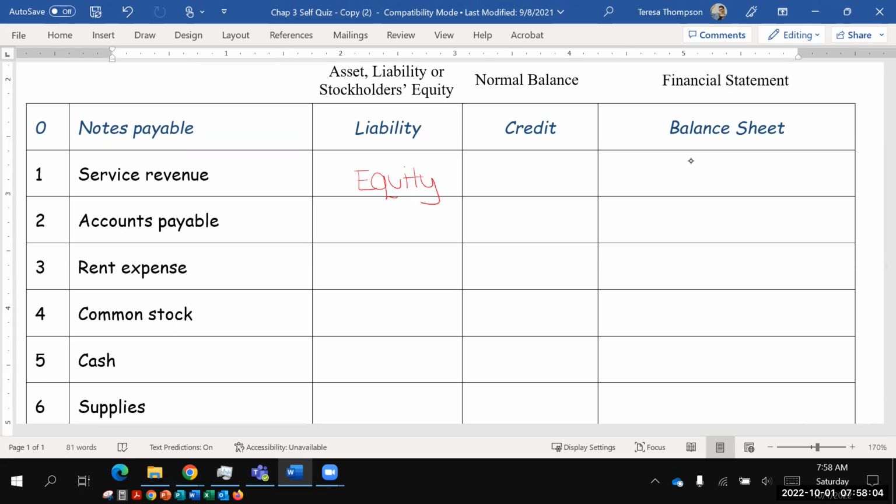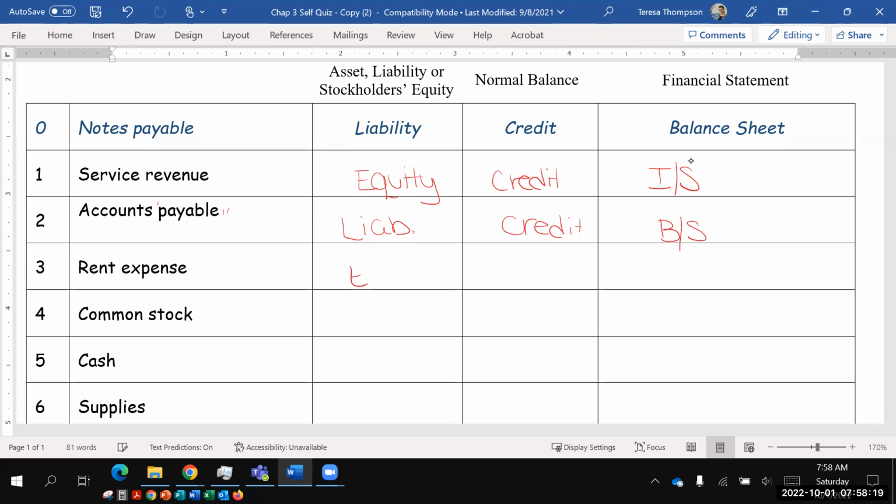revenue is equity and has a normal credit balance, and it shows up on the income statement. Accounts payable, that's a liability. Liabilities have normal credit balances and they appear on the balance sheet. Rent expense, that would be an equity item. All expenses have normal debit balance and are on the income statement. And common stock, equity, credit, and balance sheet.